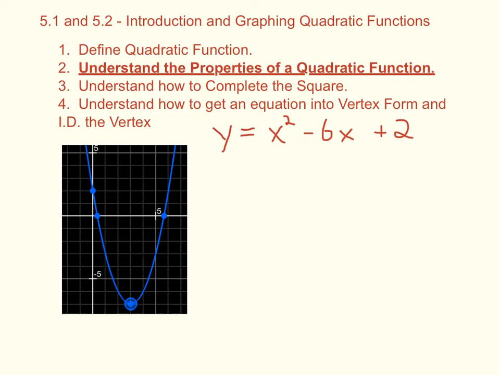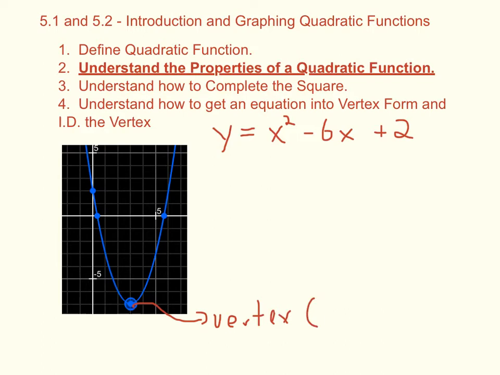Okay, so second thing we want to do is understand the properties of a quadratic function. So what I did, I went into GoodGrapher and graphed this, y equals x squared minus 6x plus 2. Now what you'll see right here, the lowest point in this case, or if the parabola, the quadratic equation, the curve, points downward, this would be the highest point. Either way, that point is called the vertex.